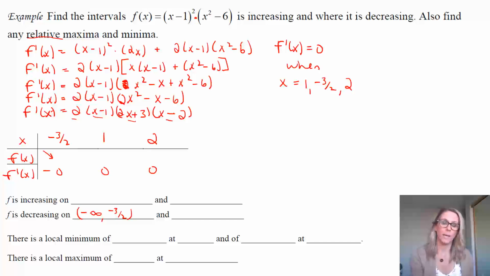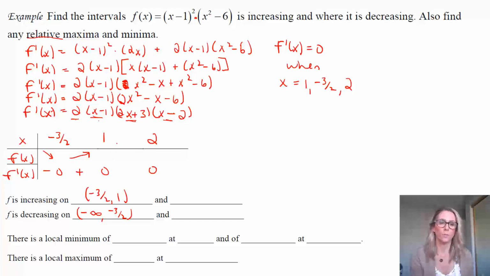Then we pick something between -3/2 and 1. So a common thing would be 0, since that goes from negative to positive. So if we plug in 0, we get positive, negative, positive, negative. So positive times negative times positive times negative is positive. So our derivative is positive in that interval, and that tells us that the function is increasing after that. So we have that interval, -3/2 to 1.